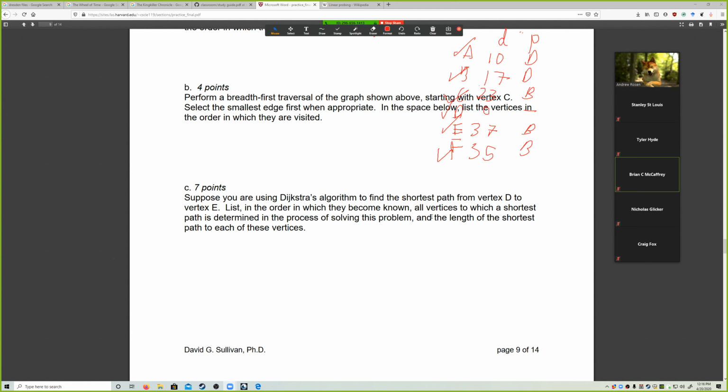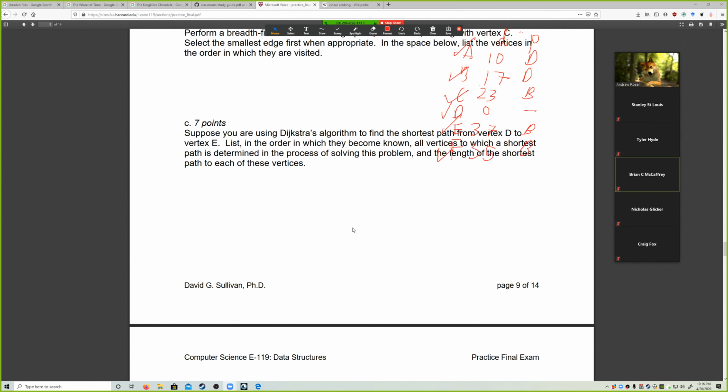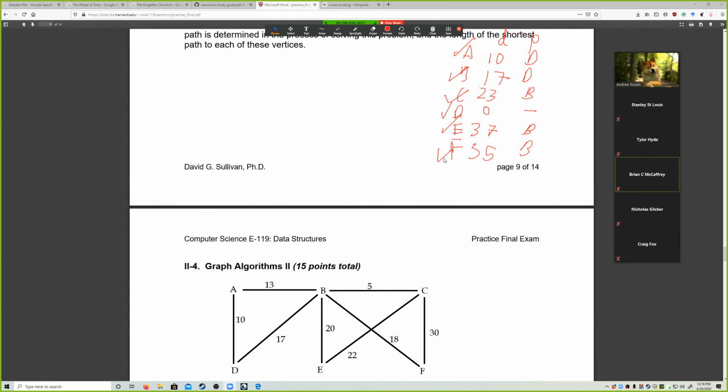List in the order in which they become known all vertices to which a shortest path is determined in the process of solving this problem. So what is the order that they would become known? The order is D, A, B, C, F, E. In other words, they'd be known in their order of the shortest path. Make sense to everybody?